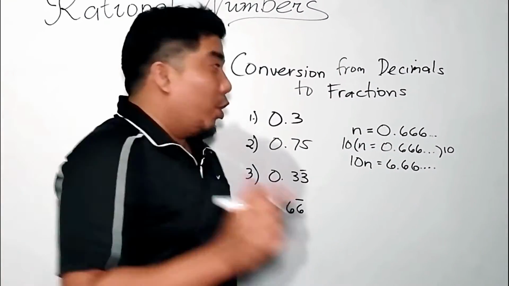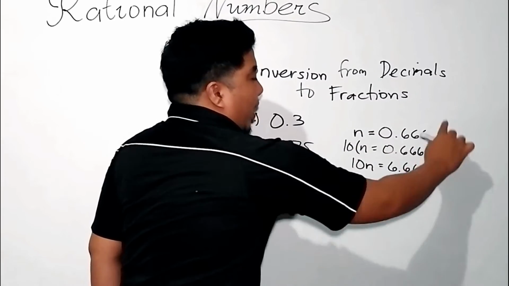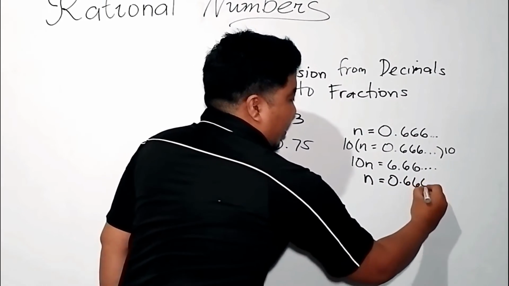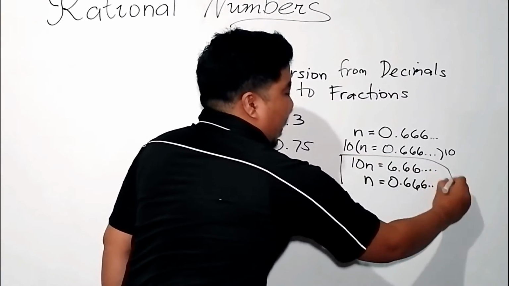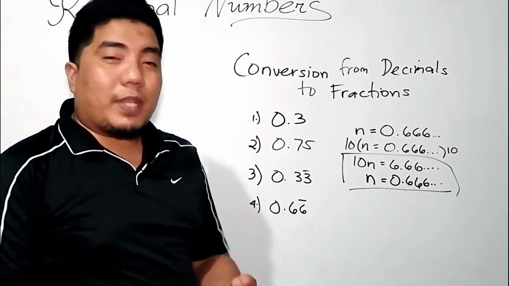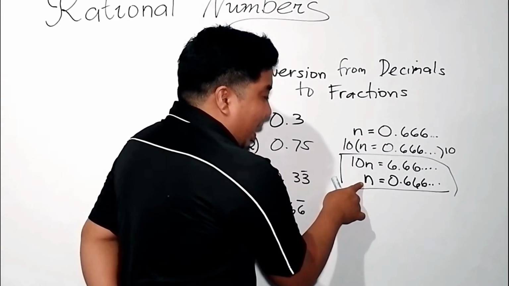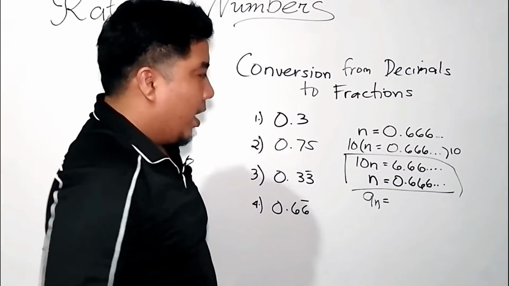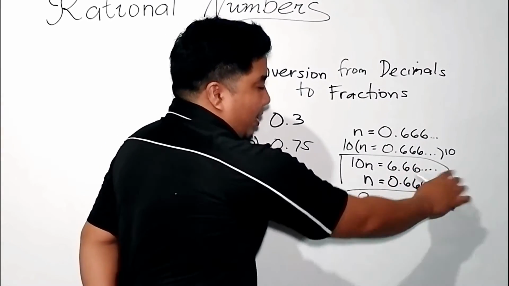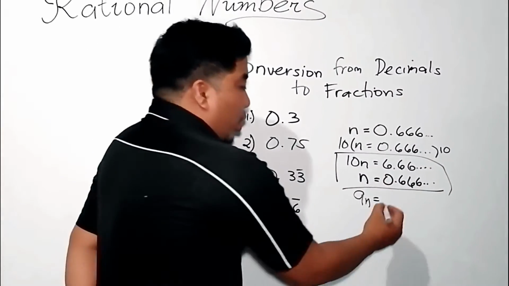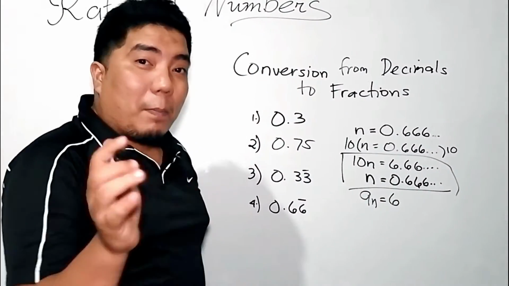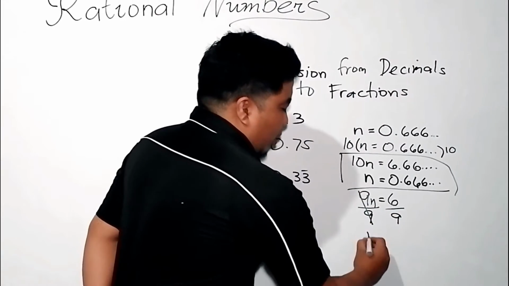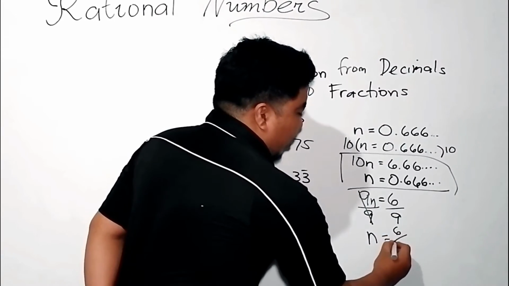Next, you use your original equation and subtract. You subtract them, so that is 10n minus n, and that is 9n. Now, if you subtract the 0.666 here from the 0.666 there, you will have 6. By dividing both sides by 9, n will become 6 over 9.